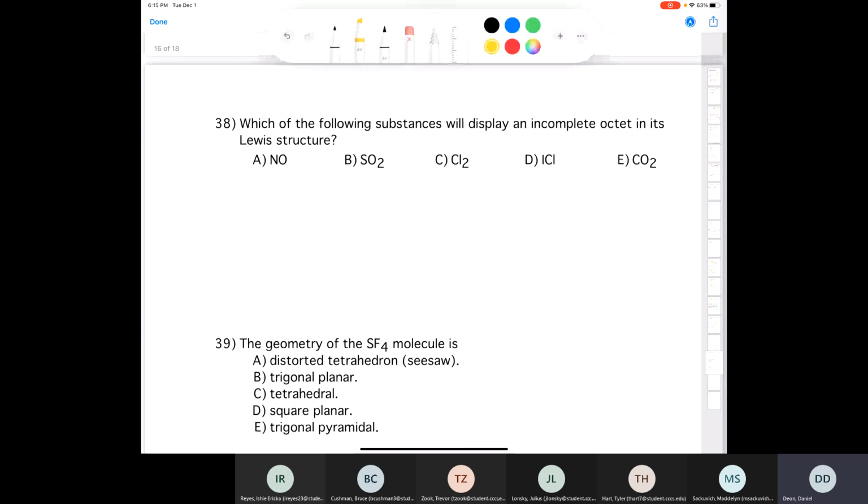Number 38, which of the following substances display an incomplete octet in their Lewis structure? Didn't we already do this question, or something almost identical to it, when I was talking about exceeding an octet? The answer is NO. It's a Lewis structure that looks like this, where the nitrogen doesn't have a complete octet. Right, it's surrounded by 1, 2, 3, 4, 5, 6, 7 electrons. We call that a radical when we have an unpaired electron.